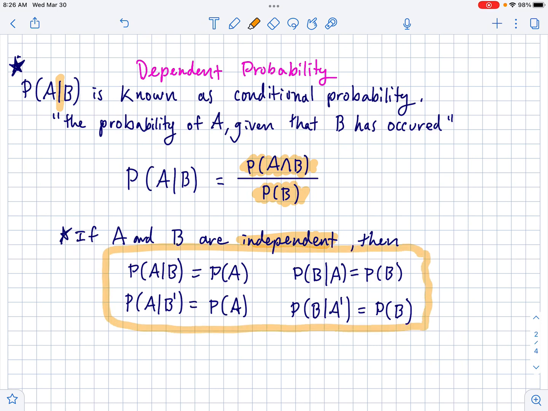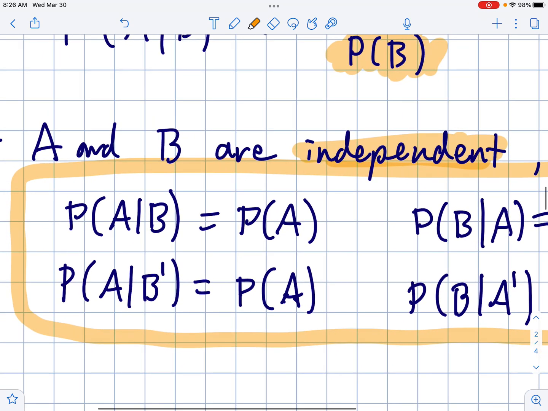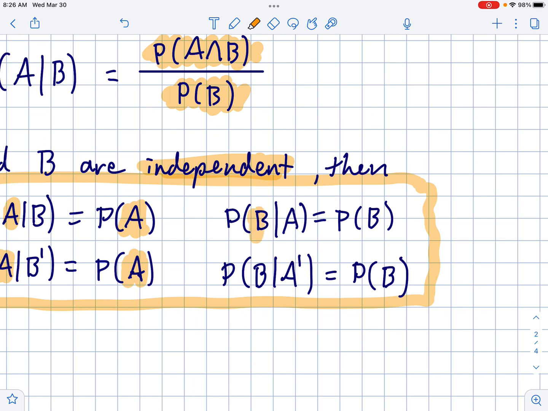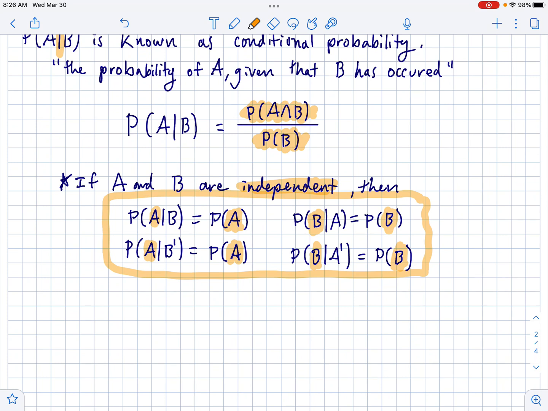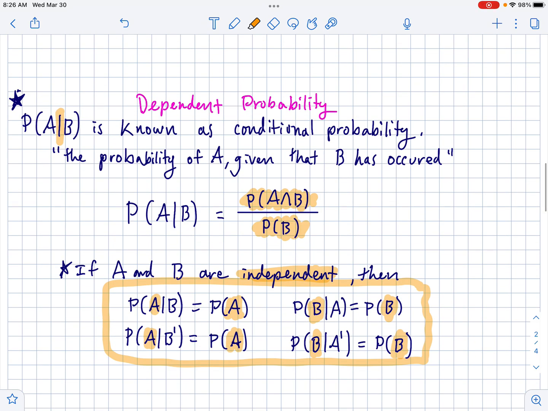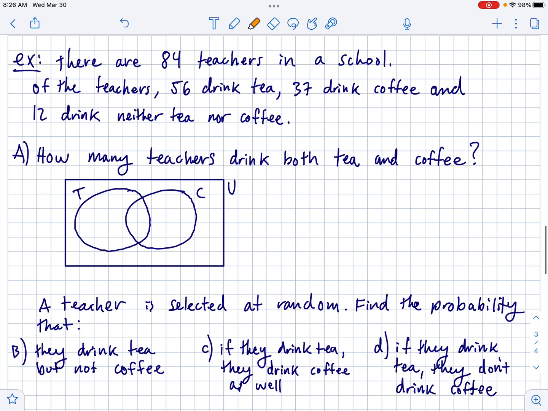If A and B are independent events, then these four things are true. This might seem complicated, like a lot of things to memorize, but notice that with each of them, it starts with the probability of A, and it's just the probability of A. Starts with the probability of B, it's just the probability of B. So if they're independent events, it's kind of boring. It's just the probability of the first thing. But if they're dependent events, you really need to use this formula right here: the intersection divided by the probability of the second thing.